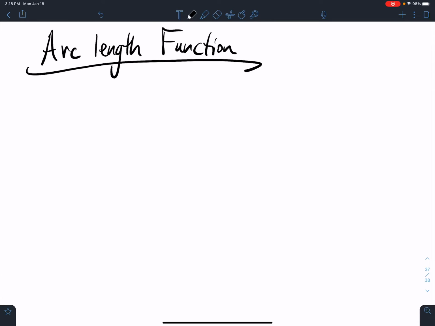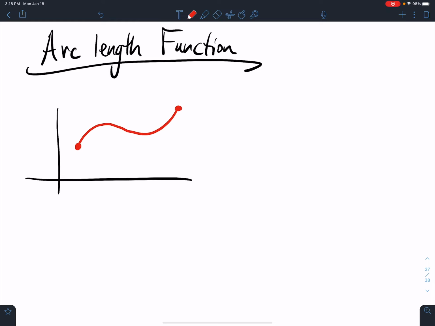So in this video, we're going to talk about the arc length function. Let's draw a little picture here. I've got a curve. This curve is defined from a to b. Let's call this curve f of x. That would mean that this point right here would be a comma f of a, and this point here would be b comma f of b.